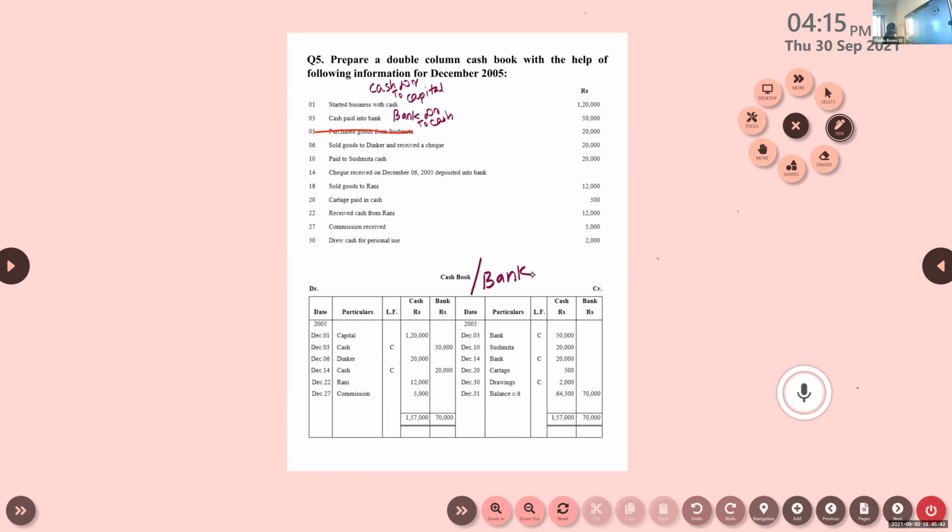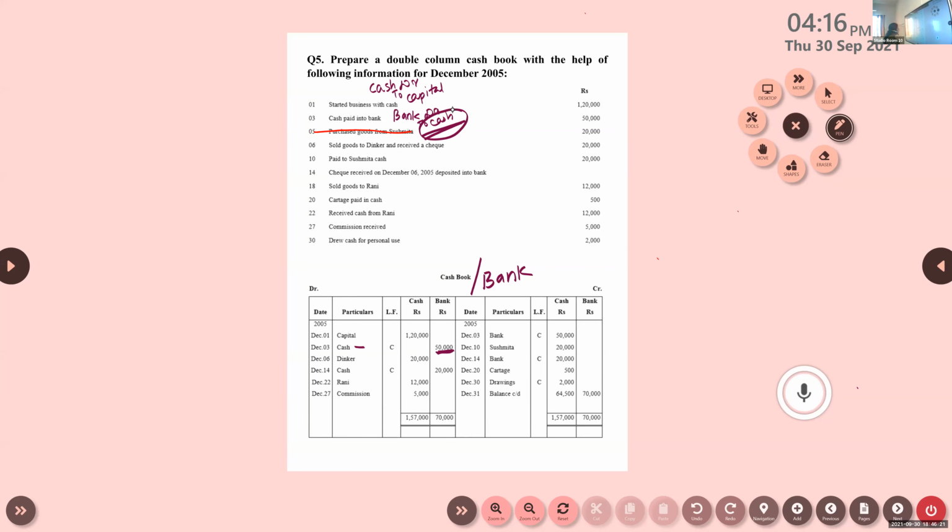Bank account debtor means it is debited. Cash book is debited. Come to the debit side. And what should be written here? Cash. The opposite is written. And the amount will be written in the bank column. Bank account is debited, so the amount should come in the bank amount column. And in particulars, we will write cash. The same thing should come on the credit side, to indicate the credit of cash.